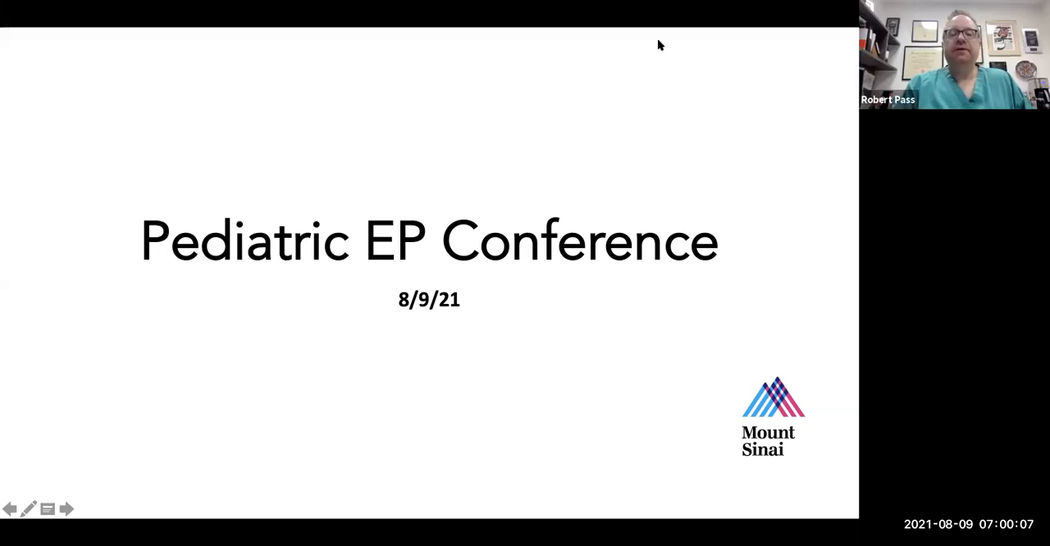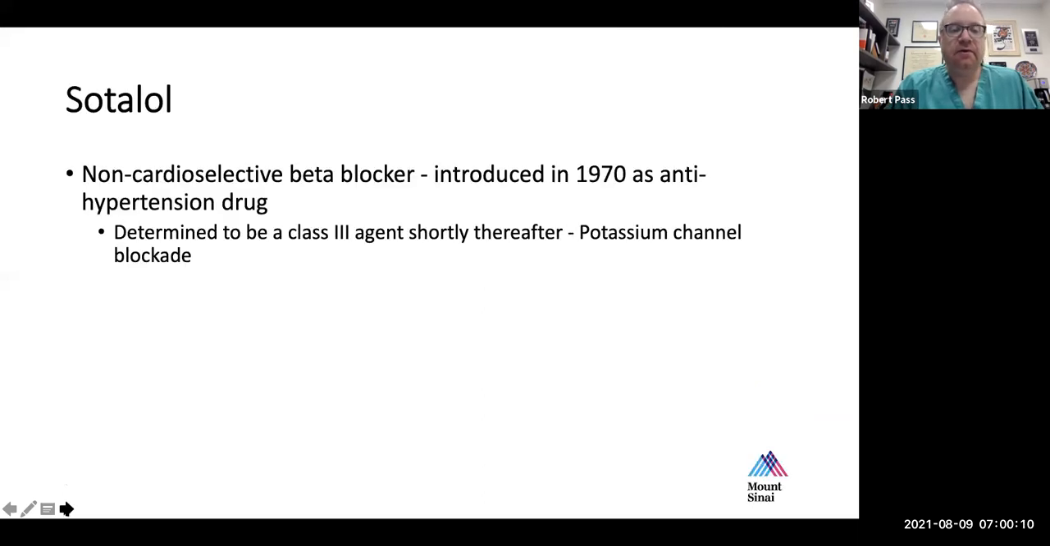Okay, why don't we get going? All right, so this morning we're going to talk briefly about sotalol. Sotalol is a non-cardioselective beta blocker. It was introduced in 1970 as an antihypertensive agent, but later was determined to be a class 3 agent, or a potassium channel blocking agent. So it has both beta blockade effects as well as potassium channel blockade effects. This is important because oftentimes I've noticed that some people mistake it as exclusively a beta blocker. It is a good beta blocker, but it also is importantly a class 3 agent.